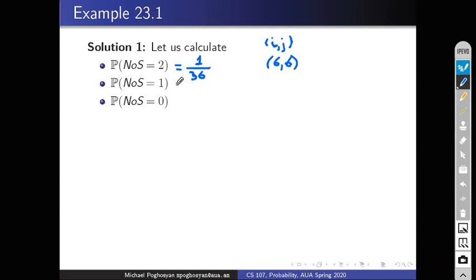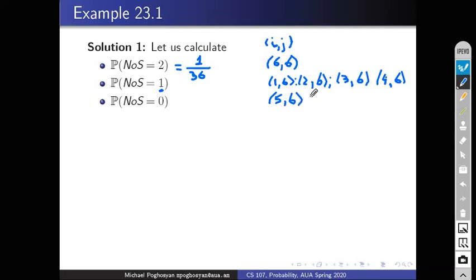Okay, and now let's calculate the probability that the number of 6s will be exactly 1. So we can do the following. We can separate all possible cases with exactly one 6. So we will have 1 6, then 2 6, then 3 6, then another favorable outcome is 4 6, then 5 6.